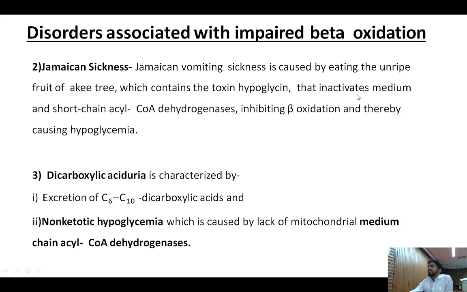What it does basically is inactivate medium and short chain acyl coenzyme A dehydrogenase. So the dehydrogenase enzyme is required for beta oxidation. This toxin found in a few fruits can lead to inactivation of the dehydrogenase enzyme, which will inhibit beta oxidation and thus lead to hypoglycemia. That's why fruits, because you don't know whether they contain the toxin or not, should generally not be eaten on an empty stomach. If you are eating after food, then even if beta oxidation is inhibited for the time being, it won't be a problem.